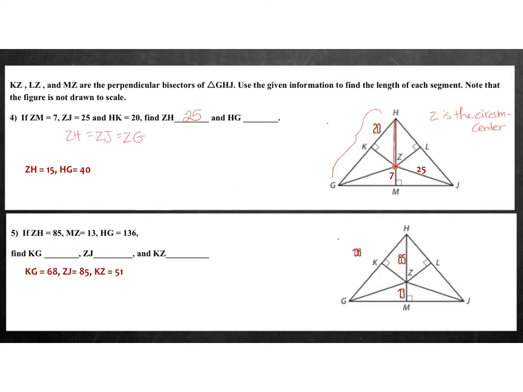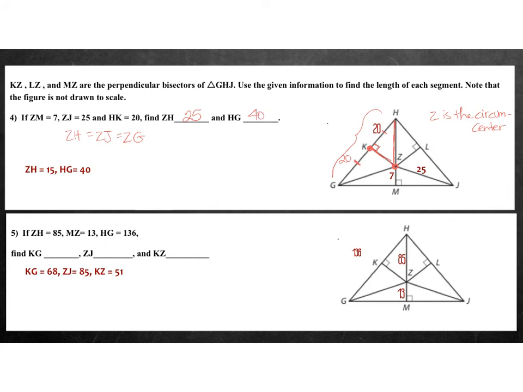Now let's talk about HG. If ZK is a perpendicular bisector, then it bisects HG. It divides it in half. K is a midpoint. So if KH is 20, then I know that KG is also 20. So the entire distance then would be, you're correct, 40.